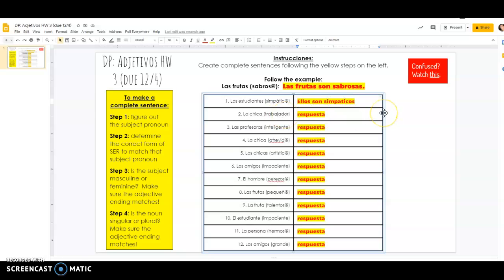So that's what you're going to do. There's your freebie number 1. Follow these steps, and then you can complete this.